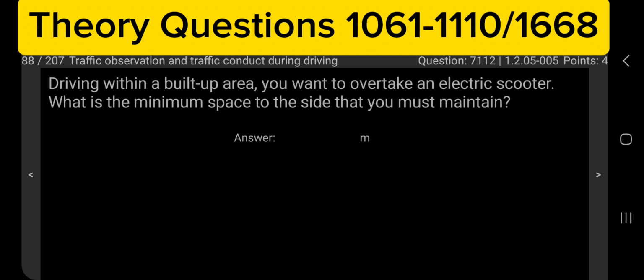Driving within a built-up area, you want to overtake an electric scooter. What is the minimum space to the side that you must maintain?